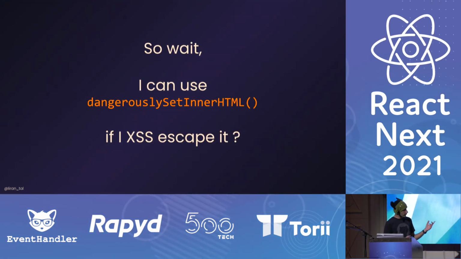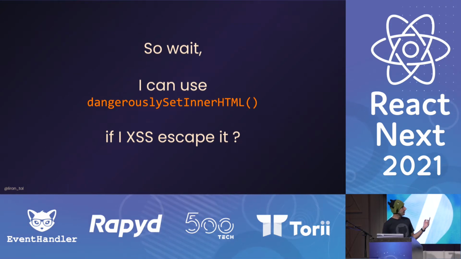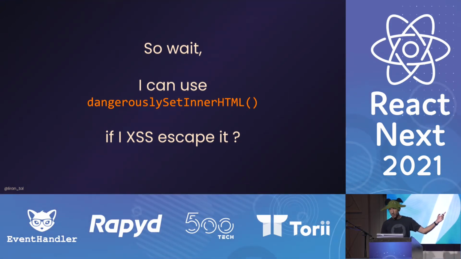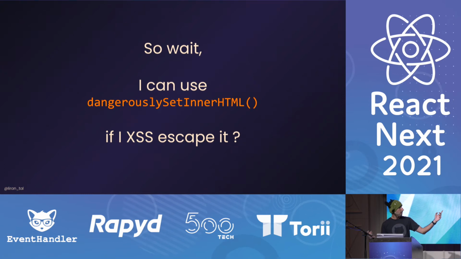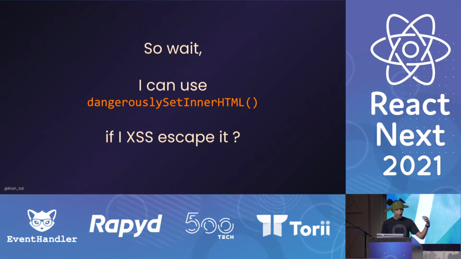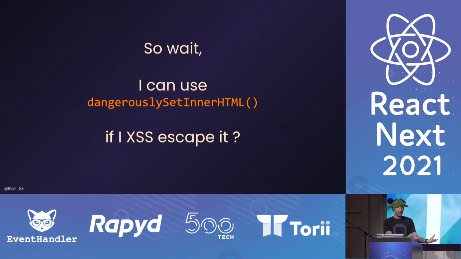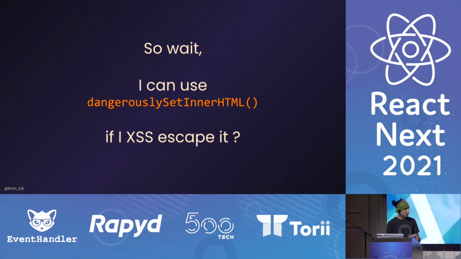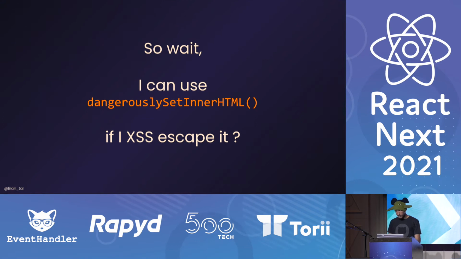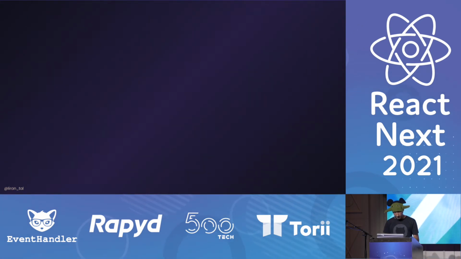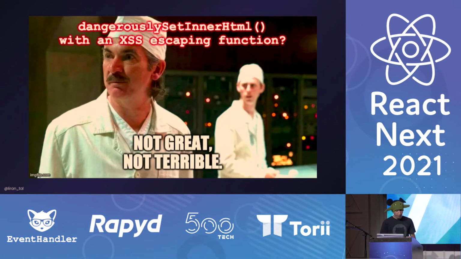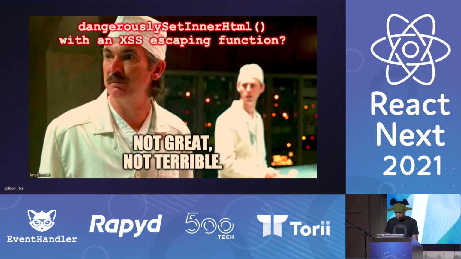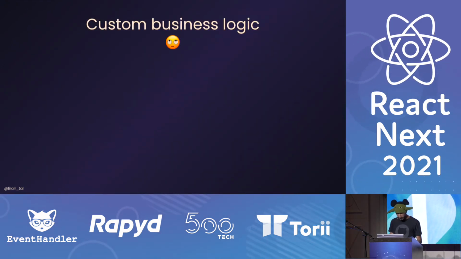So let's talk about it for a second. We just said I can use dangerouslySetInnerHTML because that library does use it, as long as I escape it, right? If I escape it, if I do the same thing that React does, I basically have my way with it, and I can escape the whole thing. Let's take a look. Using dangerouslySetInnerHTML. Not great, not terrible. Let's see.